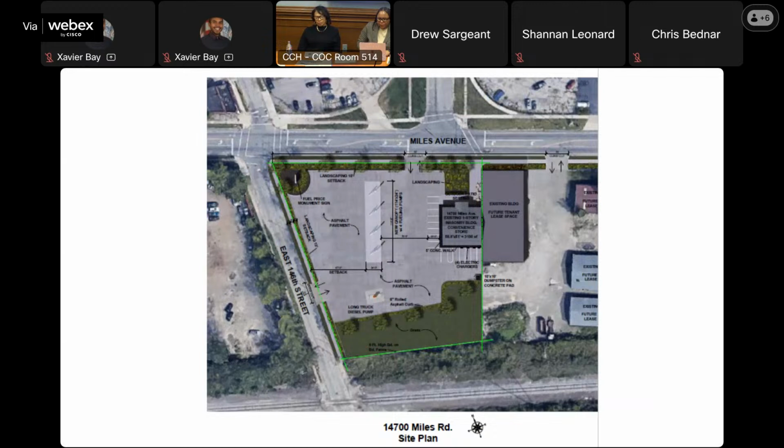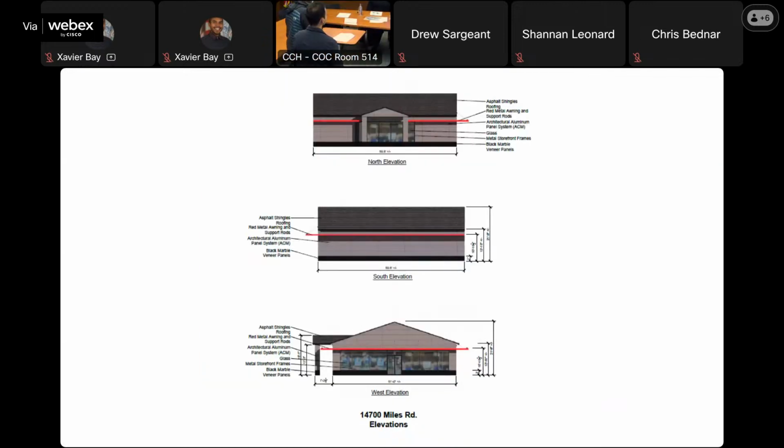Next slide, please. This is an elevation of the building as we intend to remodel it. On the bottom, you see the west elevation, which is where you will be approaching the convenience store and walking in. Next elevation is the south elevation.